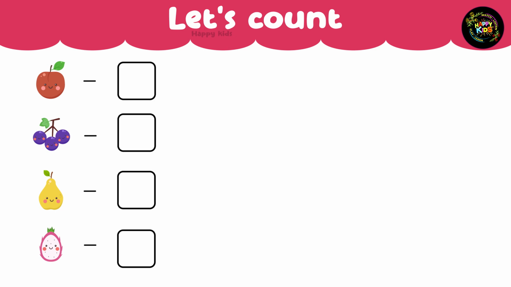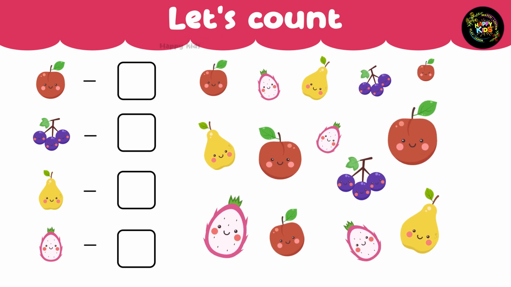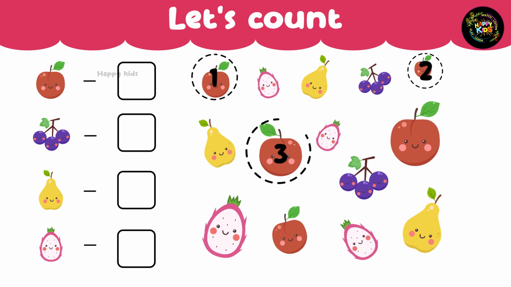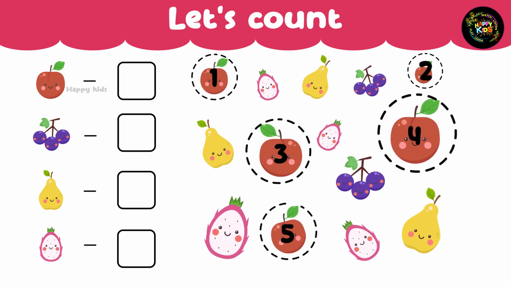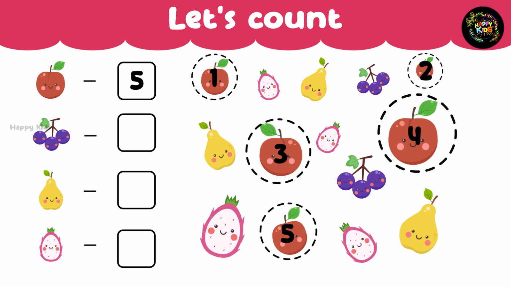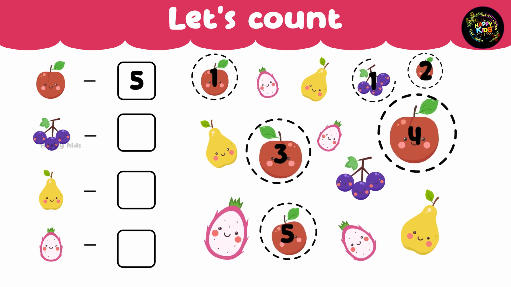Let's count. Peach. 1, 2, 3, 4, 5. 5. Blueberry. 1, 2.